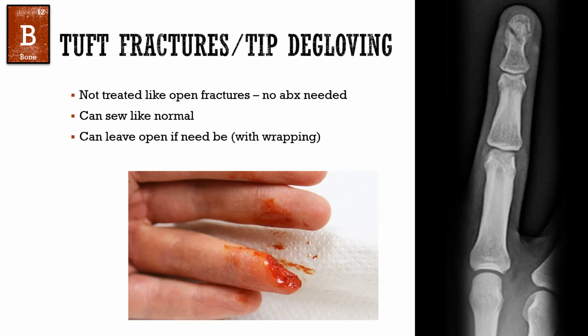Typically, these can be either sewn like normal, or you can just wrap up the finger. This does not need to be transferred to an orthopedist, and you don't have to call them to have them come in. The only time you need to call them is if the bone is sticking out of the finger and they're asking you to shave it off. Typically, that's not something done by us in the ER. But if you can just wrap it up or you can just sew it up, do so.